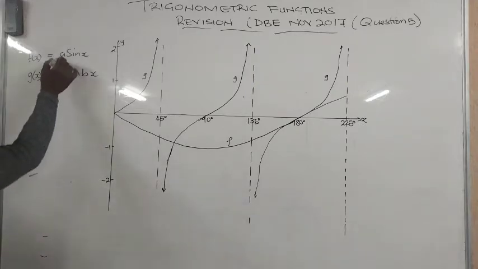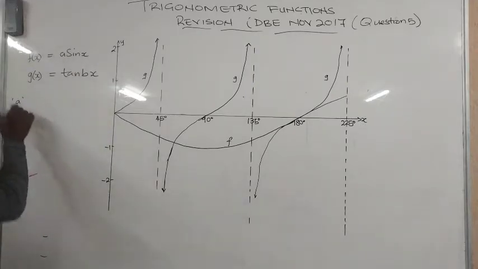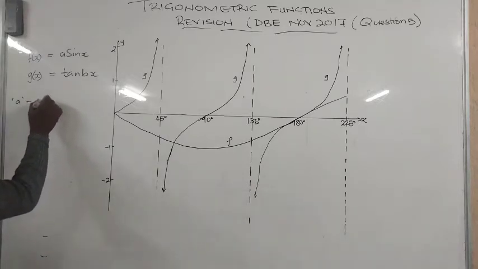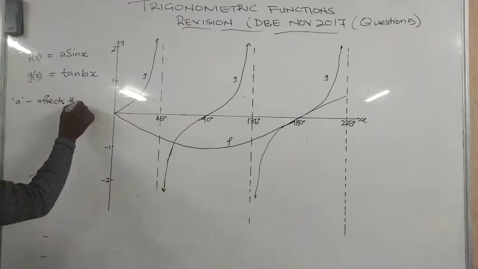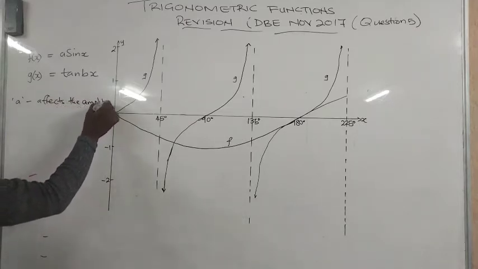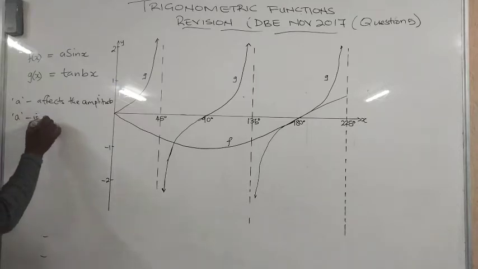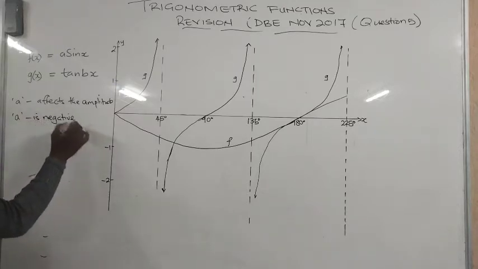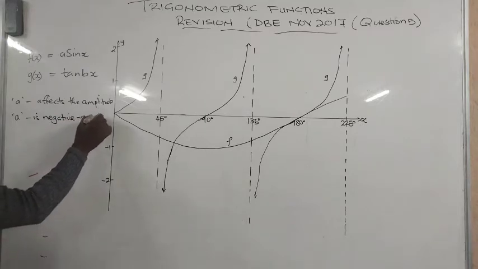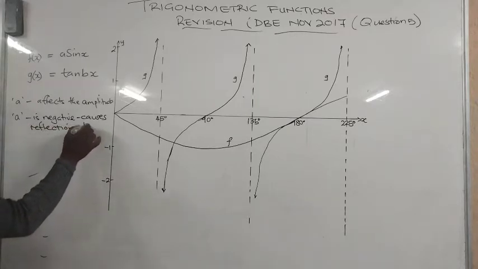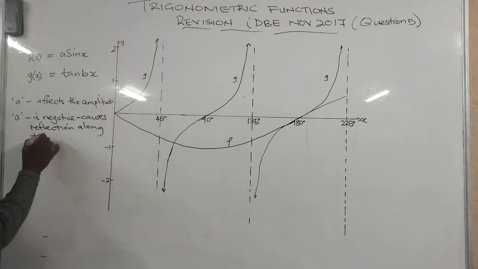Now, if we look at a, where a is, the effect is on the amplitude. So a affects the amplitude. And not only the amplitude, if a is negative, it causes a reflection along the x-axis.